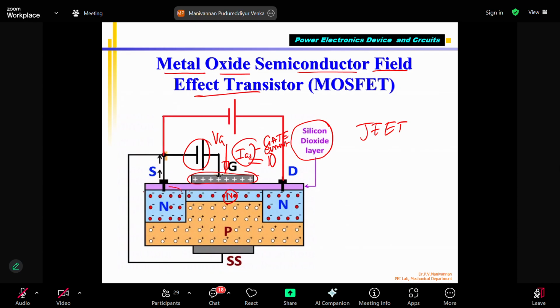Please note that it has a drain, a source, and a gate, similar to the FET, JFET. But the only thing is, it has an additional layer of silicon dioxide, which prevents gate current; no gate current can flow inside. So in a MOSFET, input impedance is very, very high because of the insulating layer.